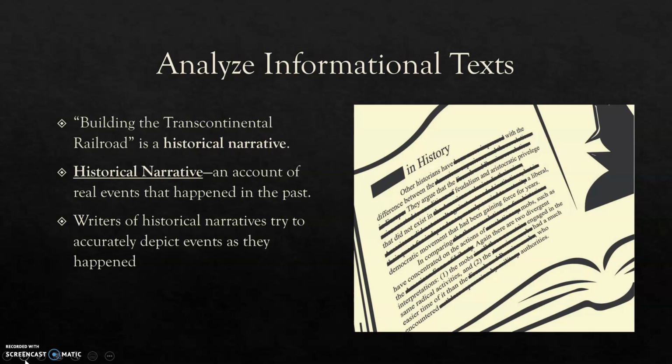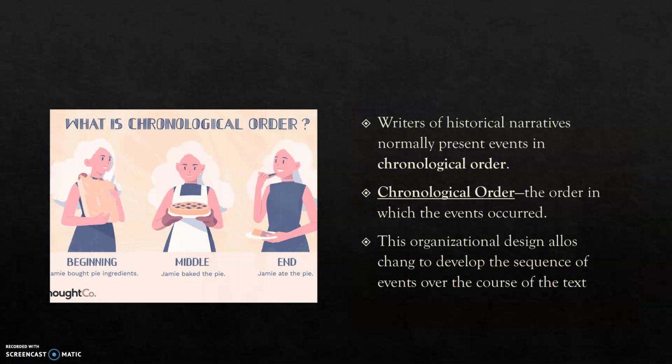It's not historical fiction, which is where it's based on real events, but some things are made up. Historical narratives are completely true. Writers of historical narratives try to accurately depict events as they happened. So they don't take as many liberties as historical fiction writers do, or normal fiction writers, for example. Writers of historical narratives normally present events in chronological order.